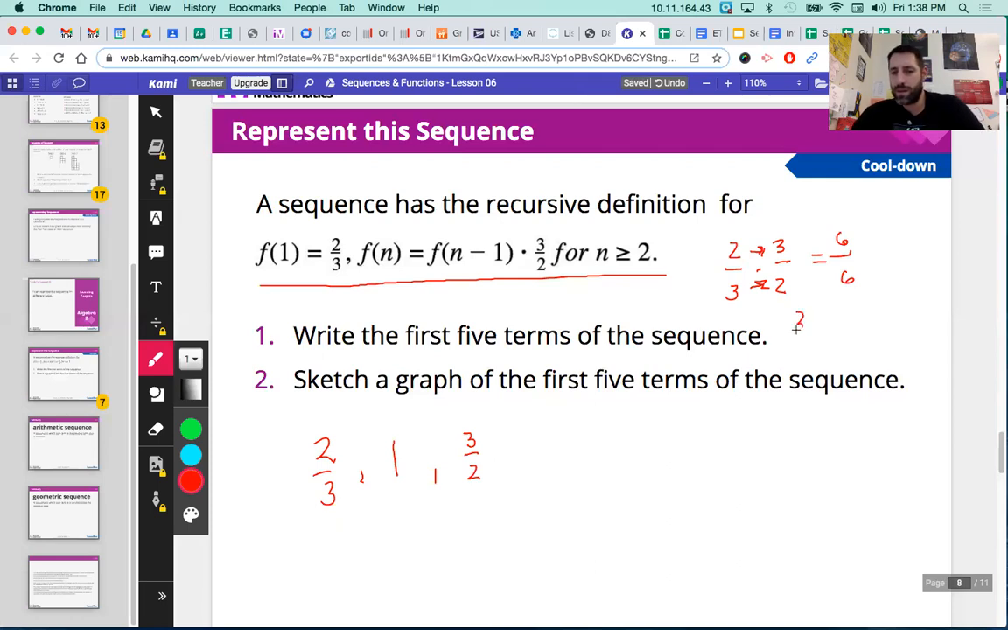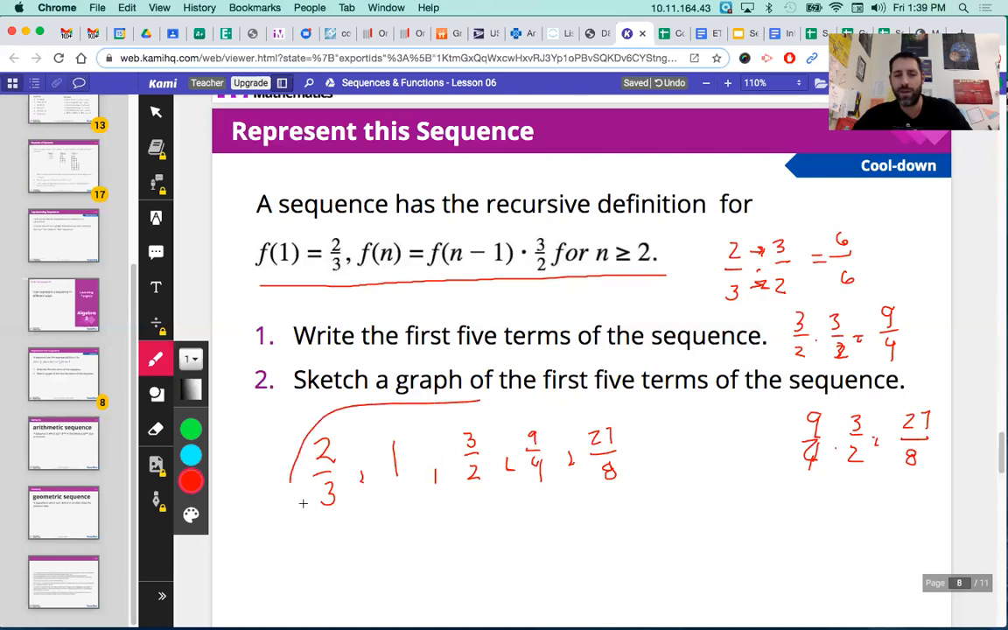All right, this next one's a little tougher. 3/2 times 3/2 is going to be 9/4. 9/4 times 3/2 is going to be 27/8. Now, none of these actually reduce. The only one that reduced was the 6/6, which ended up being 1. 1, 2, 3, 4. There are the first 5 terms in this sequence.